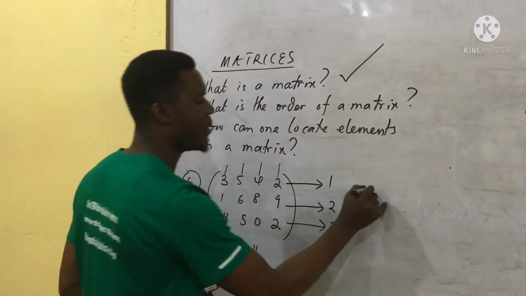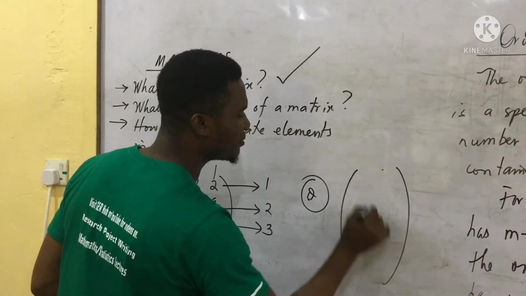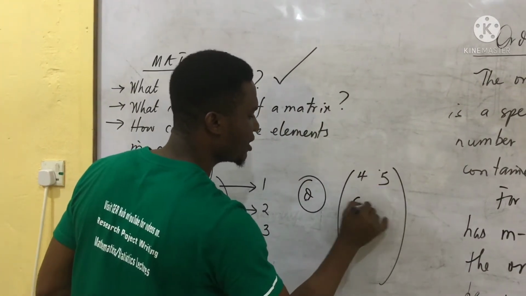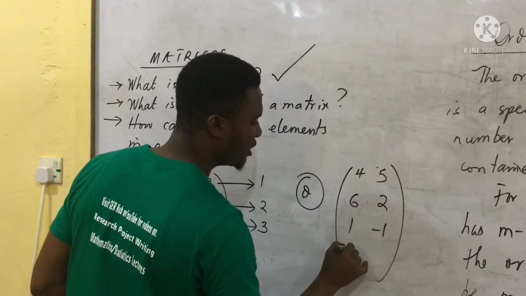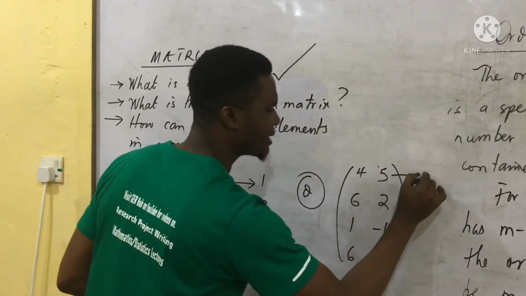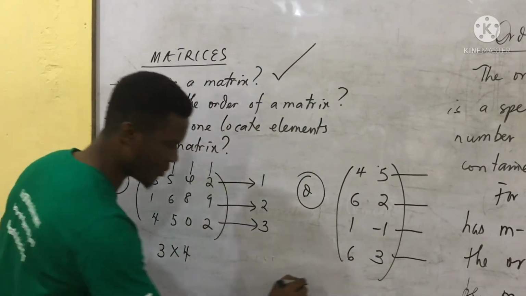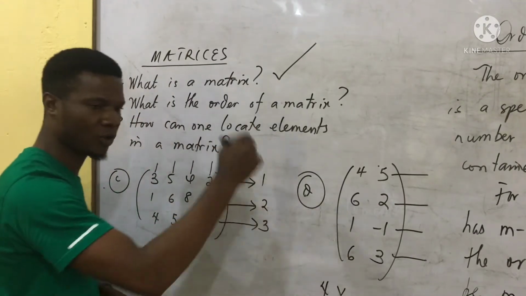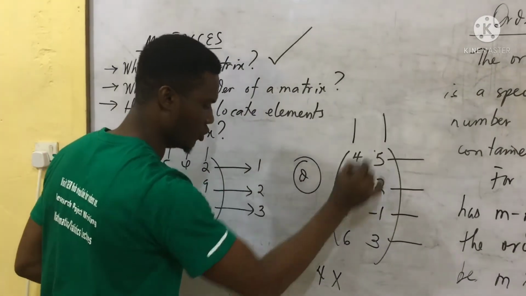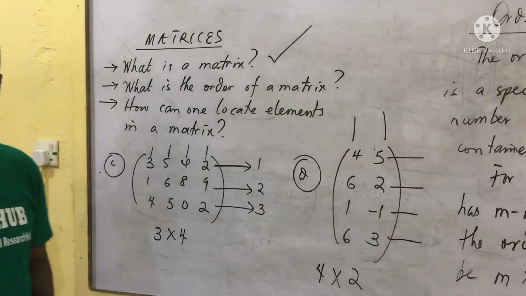Now lastly, I'm going to put up another example. What is the order of this matrix? 4, 5, 6, 2, 1, minus 1, 6, 3. What is the order of this matrix? Again, let's count. 1, 2, 3, 4. We have 4 rows. So I'm going to write 4 by, how many columns do we have? 1, 2. So this matrix will be called a 4 by 2 matrix.